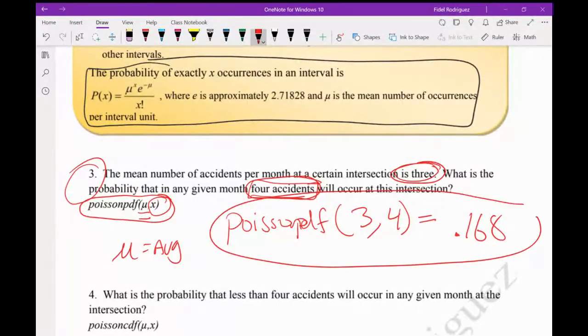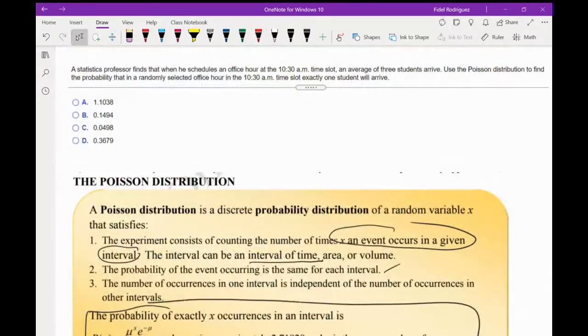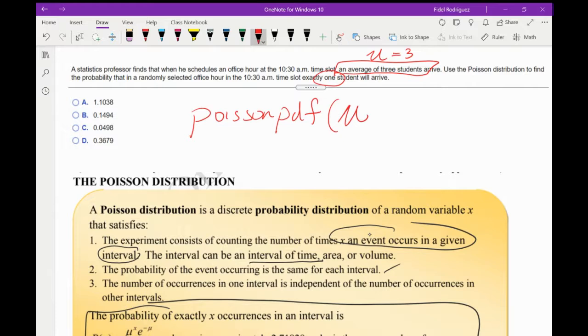Now I want to see if I can apply this same principle to this problem, okay? We're still talking about the average number of students. The average number of students is 3, so my mu is equal to 3. And we're looking for exactly 1 student. So this is going to be my Poisson Pdf with my mu and my x. My average was 3, and we're looking for exactly 1.